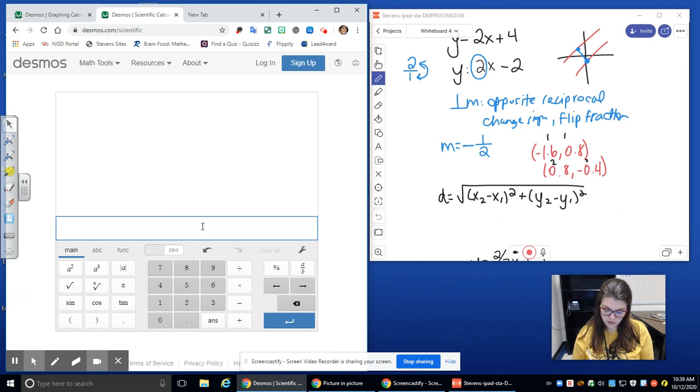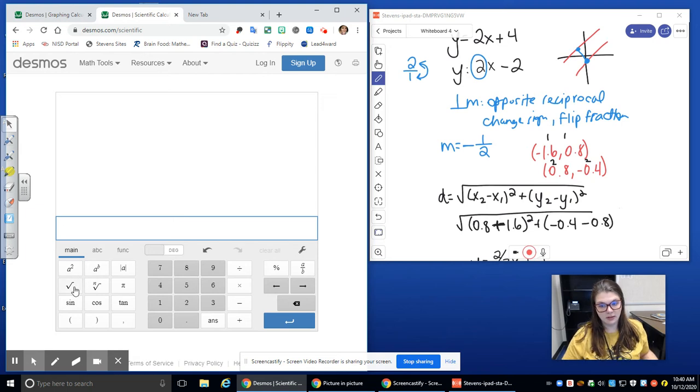I'm going to label my coordinates as 1s and 2s. Then I'm going to just plug them into my equation. So we have 0.8 minus a negative 1.6 squared, and then negative 0.4 minus 0.8. Before I get started, remember, a double negative turns into a positive, so I want to change that before I type it into my calculator. And then next we just go in here and type in exactly how it's written.